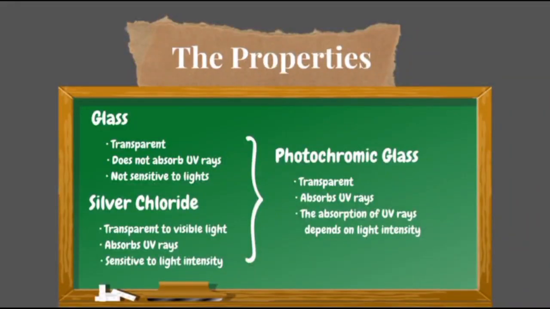Okay, now let's move on to the properties of photochromic glass. Photochromic glass is formed when glass is combined with silver chloride, AgCl. Glass is transparent and does not absorb UV rays. Meanwhile, silver chloride, AgCl, is transparent to visible light and absorbs UV rays at the same time. When we combine those two, we get photochromic glass that is transparent and absorbs UV rays. Also, the absorption of UV rays depends on light intensity.